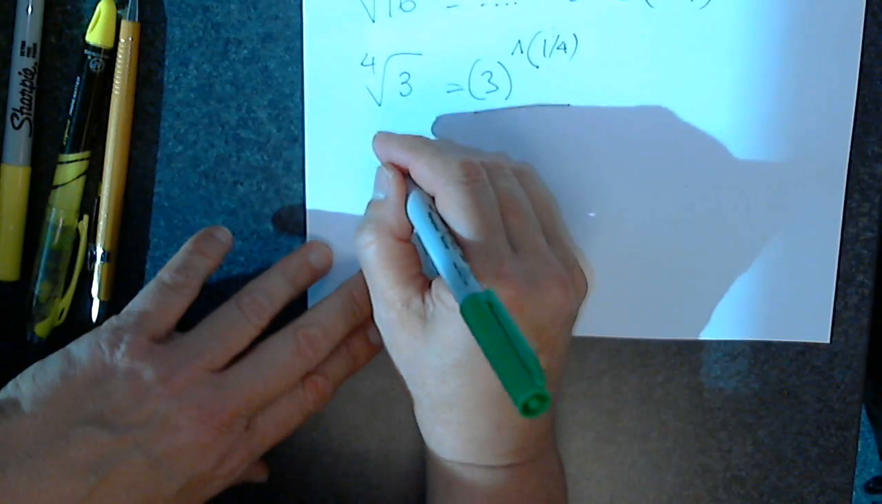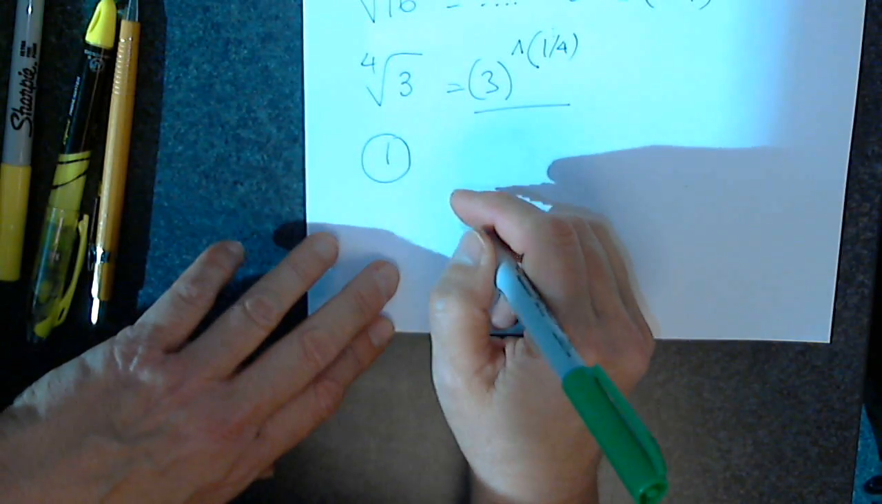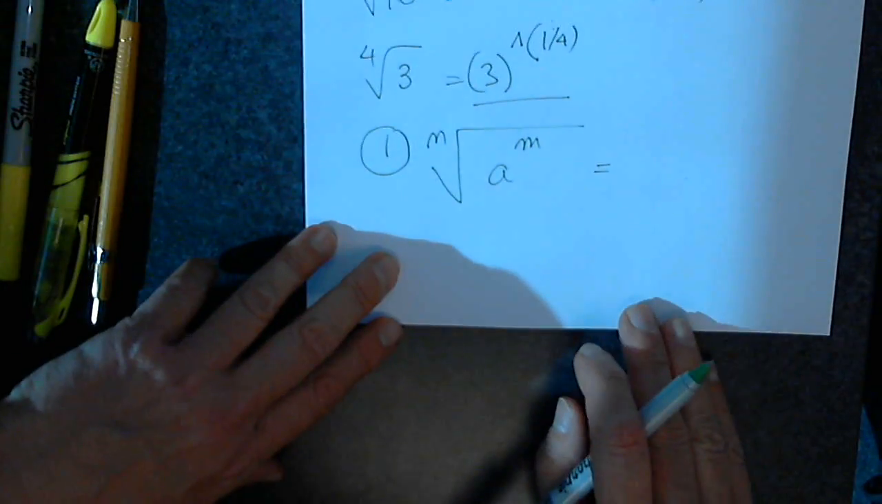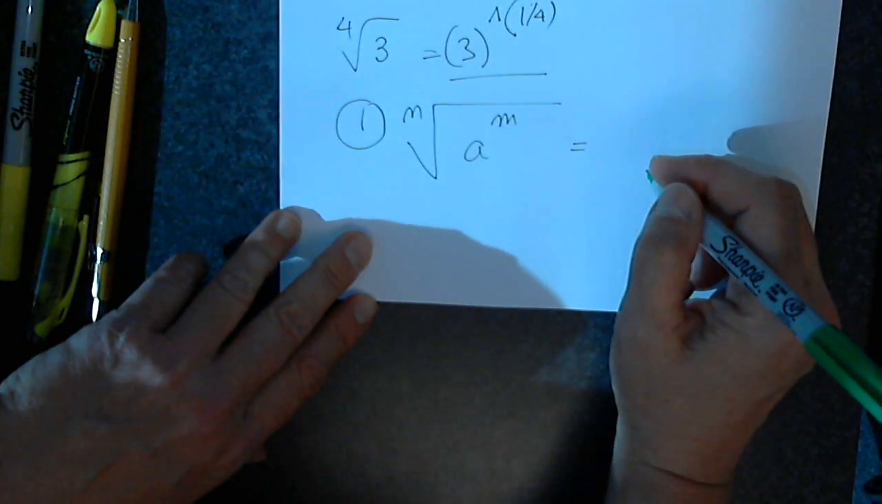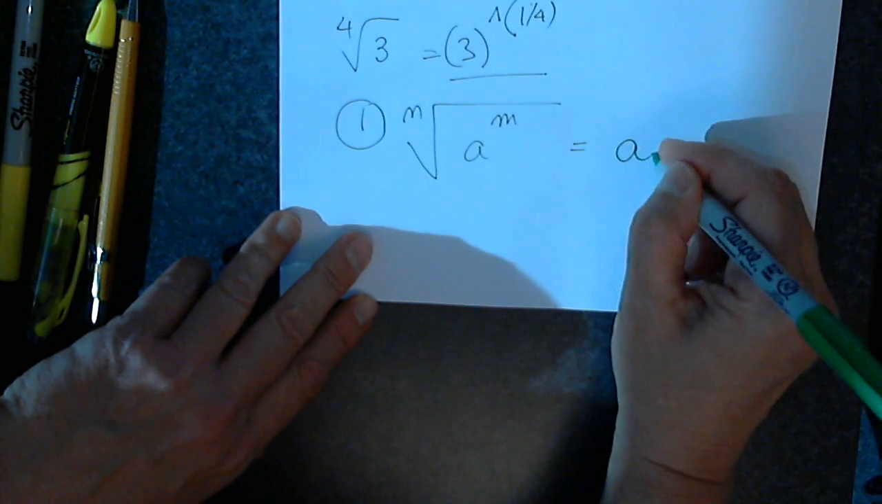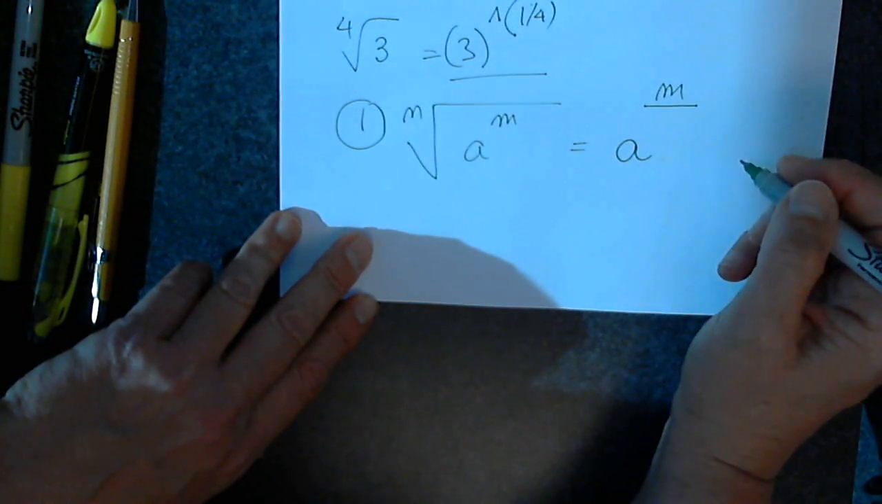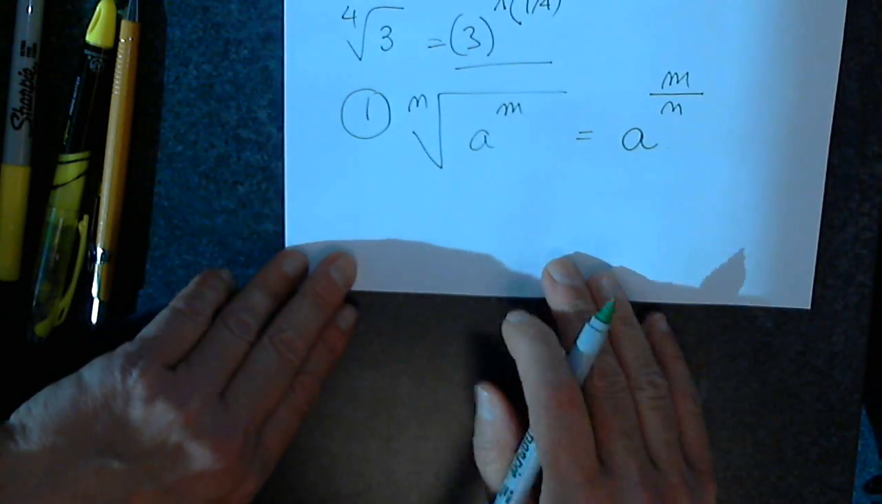Okay, so this was our first rule. What is the first rule? That the nth root of a to the mth power, this is a general situation, equals a to the power m over n. This is our first rule.